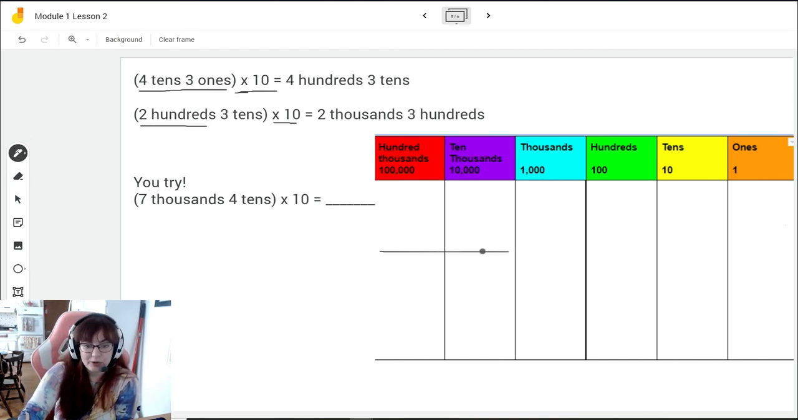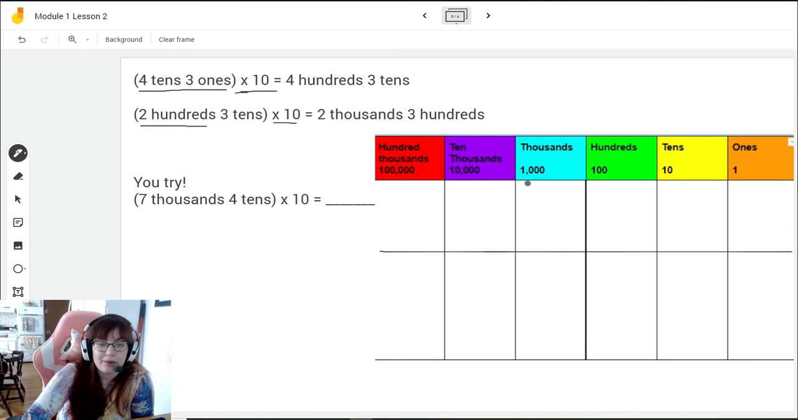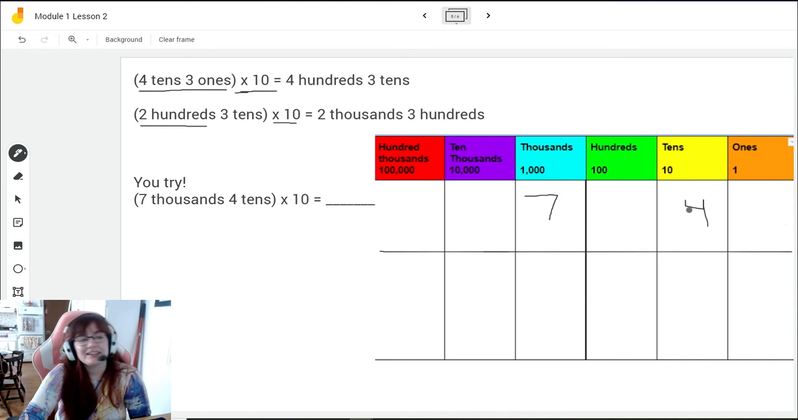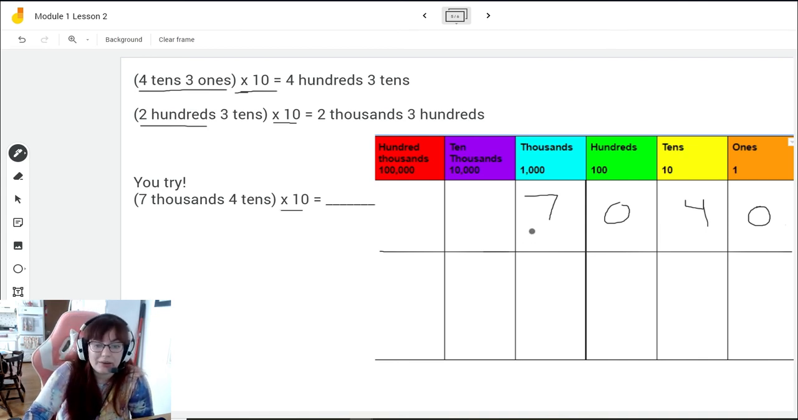So 4th grade, at this point, you should be back from solving this problem, and you should have paused the video, done it on your own, and now you are ready to check your answer. So 4th grade, for this problem, we have 7 thousands, 4 tens. Now for this one, remember, if we have empty place values, we want to fill them with a 0. So we're going to fill these with a 0. And then I check, am I multiplying or dividing? I am multiplying by 10, so I'm going to move everything over 1 place value.